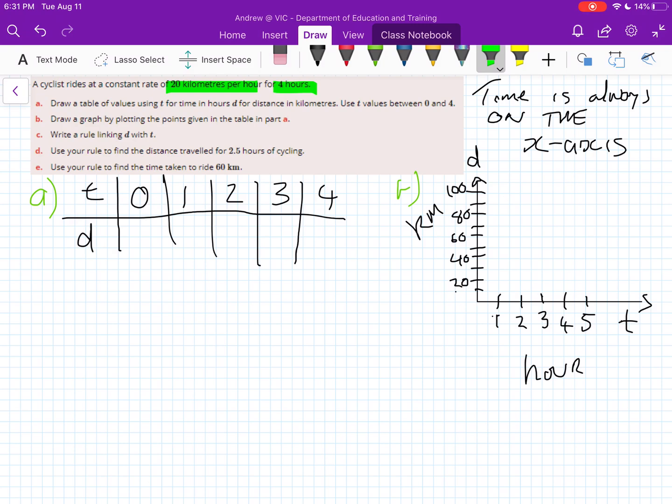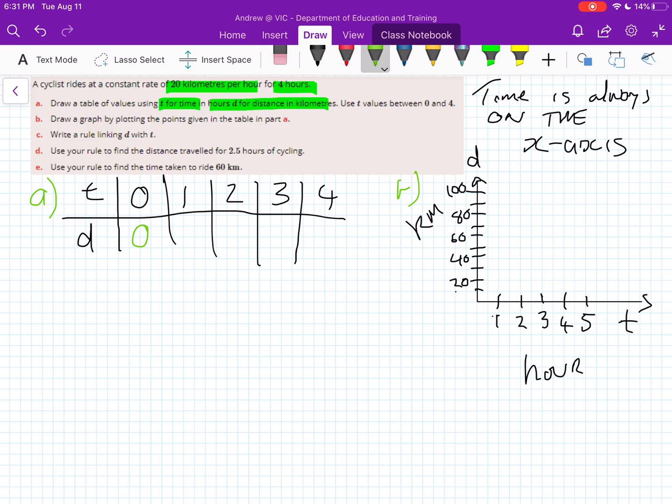So we've got draw a table of values using T for time in hours, D for distance in kilometers. Use two values between 0 and 4. So I've already set up this table here and you'd be familiar with this. So we just need to apply. So when they've travelled for 0 hours, they haven't moved yet. So they've actually gone nowhere. So our distance will be 0.